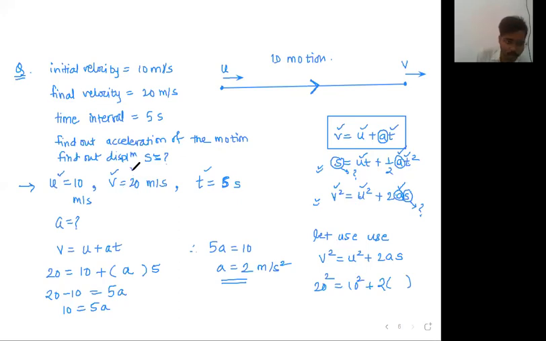If the magnitude of velocity is increasing, initially it was 10, finally it is 20. If magnitude of velocity is increasing, take acceleration positive. Velocity वाढली की acceleration positive घ्या. Velocity कमी झाली की acceleration negative घ्या. Okay, sir. Initially it was 10, finally it is 20. Take the acceleration positive.